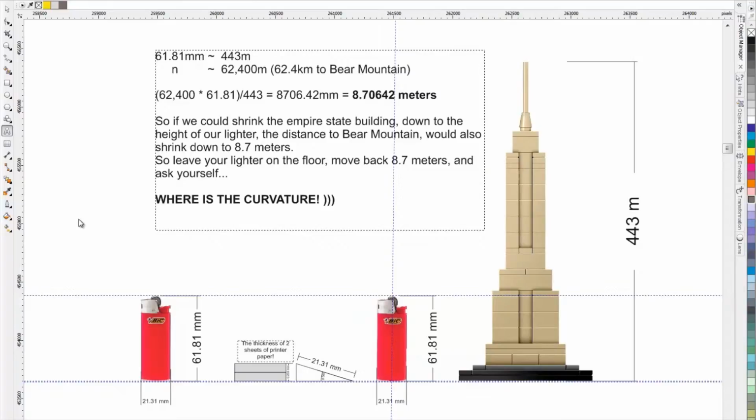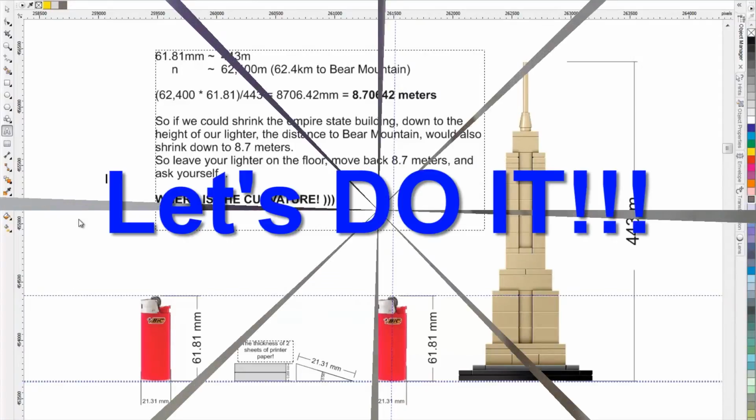The distance that we need to find out now is also directly related to the 62.4 kilometers to Bear Mountain. We solve this by multiplying 62,400 times 61.81 divided by 443, which gives us the answer, which is 8.7 meters. So if we could shrink the Empire State Building down to the height of our lighter, the distance to Bear Mountain would also shrink down to 8.7 meters. So leave your lighter on the floor, move back 8.7 meters and ask yourself, where is the curvature?